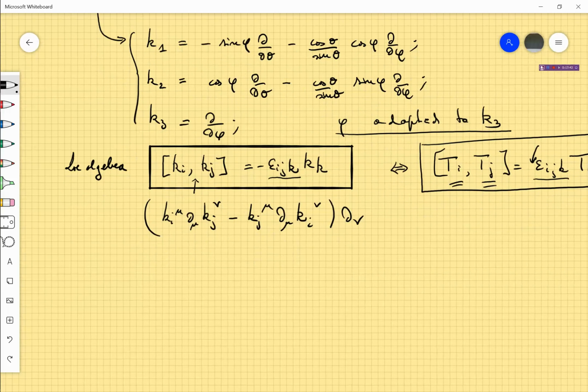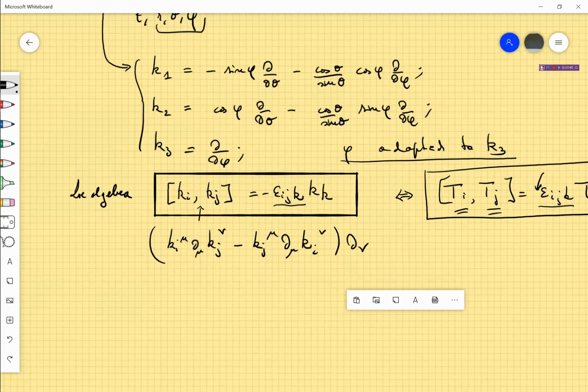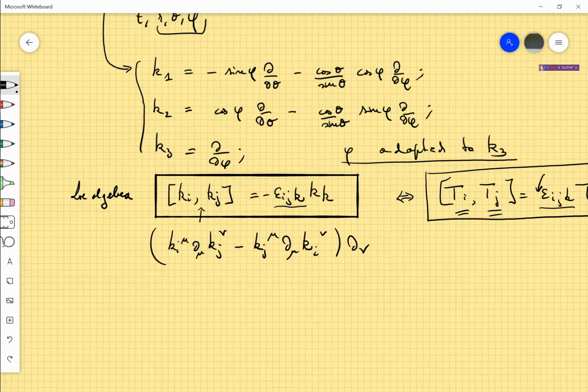Now the next thing that I'm going to do is to assume that the metric that we are going to deal with, which is spherically symmetric, is a metric that admits these vectors ki as Killing vectors. So spherically symmetric is one that satisfies this condition.